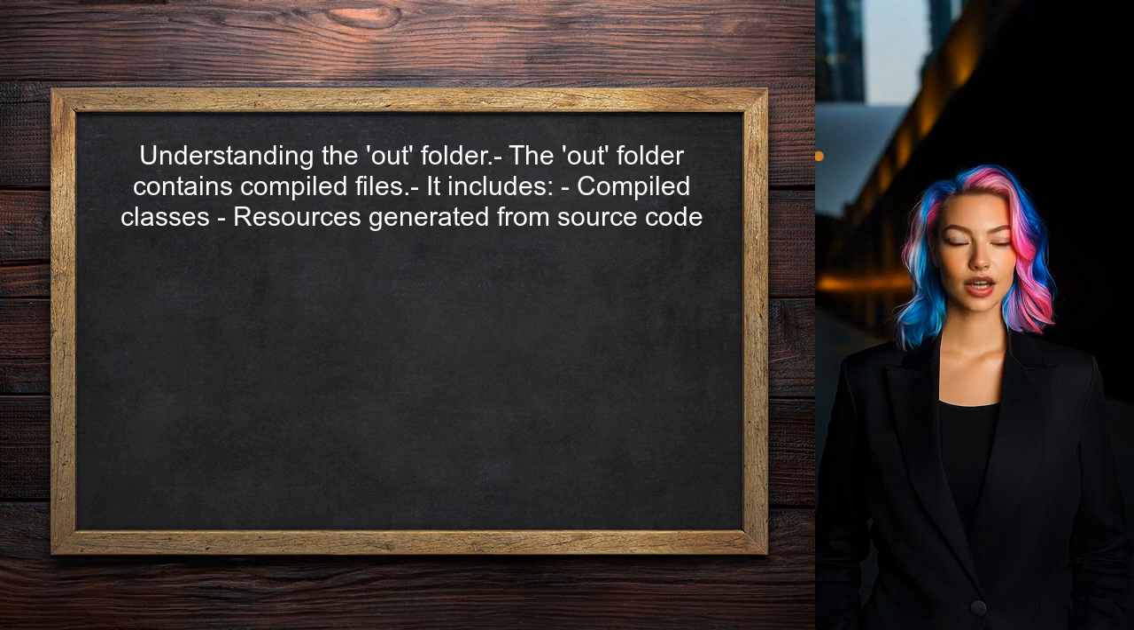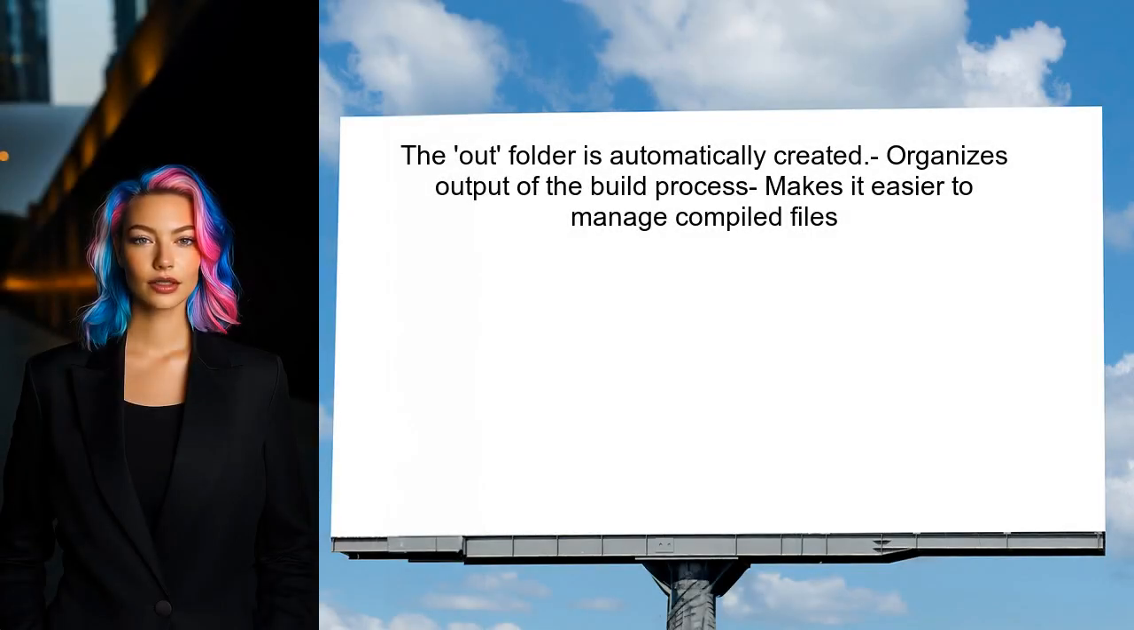This folder is where IntelliJ IDEA compiles the project files. It contains the compiled classes and resources that are generated from your source code. Next, the user should know that the out folder is automatically created by IntelliJ IDEA. It helps in organizing the output of the build process, making it easier to manage and locate compiled files.